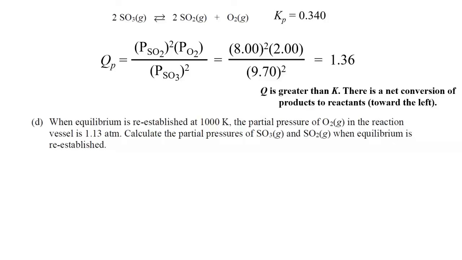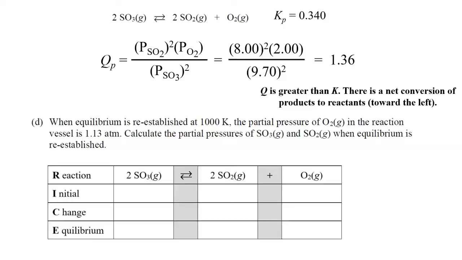Calculate the partial pressures of the SO3 and the SO2 when equilibrium is reestablished. Now, you recall in question 8, we made a rice table. We're going to do the same thing. We're going to make a rice table, and we're going to fill in the initial row of the rice table, the partial pressure of each gas at the moment that the stress occurred.